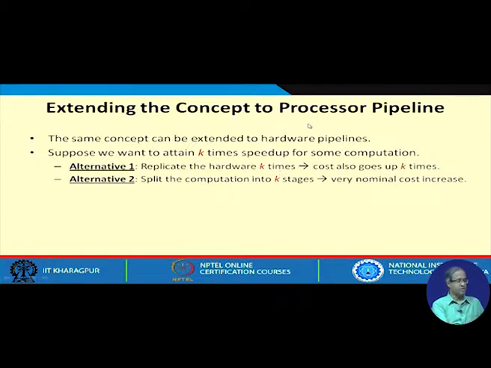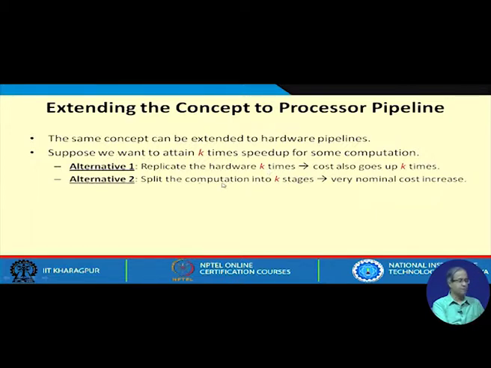So, extending the concept, whatever we discussed so far, to actually computer hardware, to the processor designs, we can extend the same concept. Suppose for some computation we want to achieve a speed up of k. So, there are two alternatives I have with us. I can use k copies of the hardware. This will obviously give us a speed up of k, but the cost will also go up k times because we are replicating the hardware.